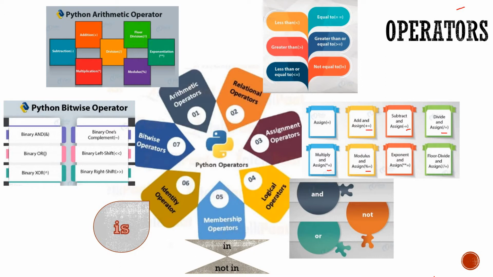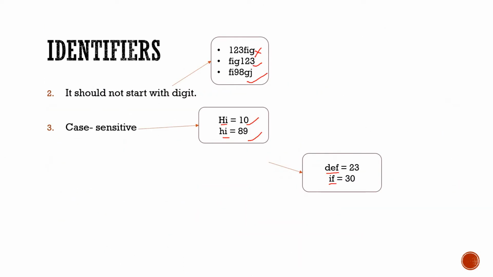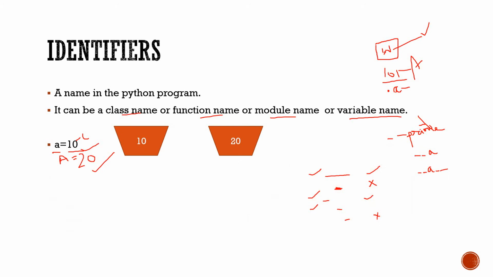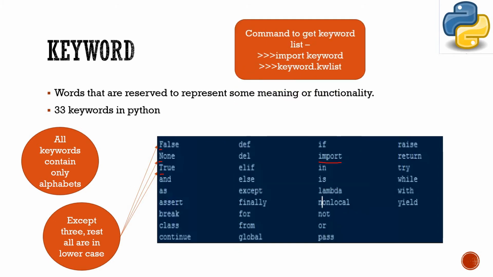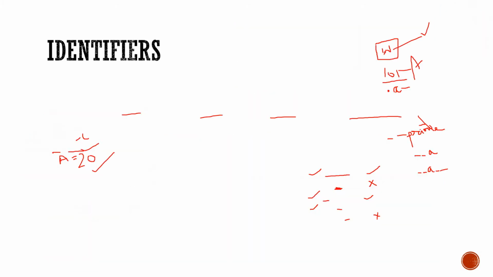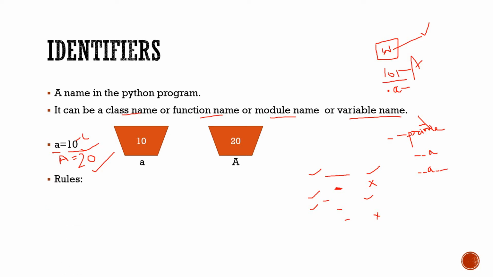A keyword is a reserved word carrying special meaning and purpose. So how many keywords are we having? We are having 33 keywords in Python. Fine. Next one we are having identifiers. Identifiers are user defined names for different parts of program, and it can be a class name, function name, module name or variable name. After that we learned how to create an identifier or variable.